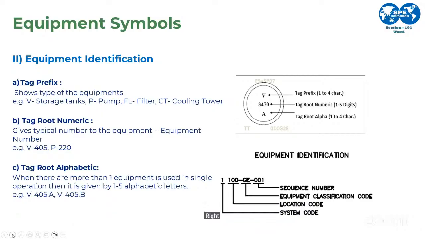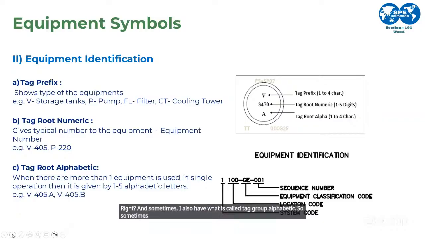And sometimes as well, you also have what is called a tag group alphabetic. So sometimes when there is more than one equipment, especially when they are performing a single operation, for example, I have a separator that is performing the same operation. One is in active mode, while one is a redundancy, one is in standby. So I can activate the one in standby to become active.